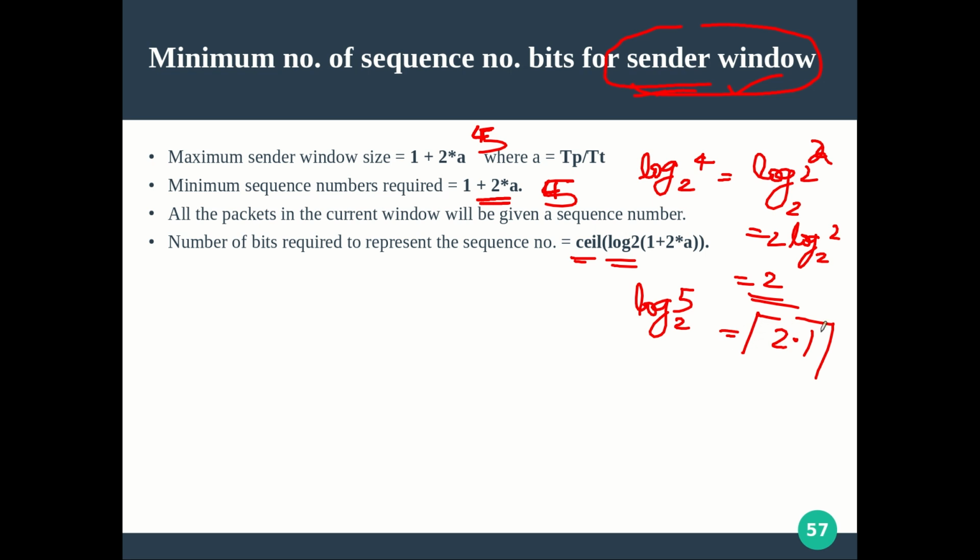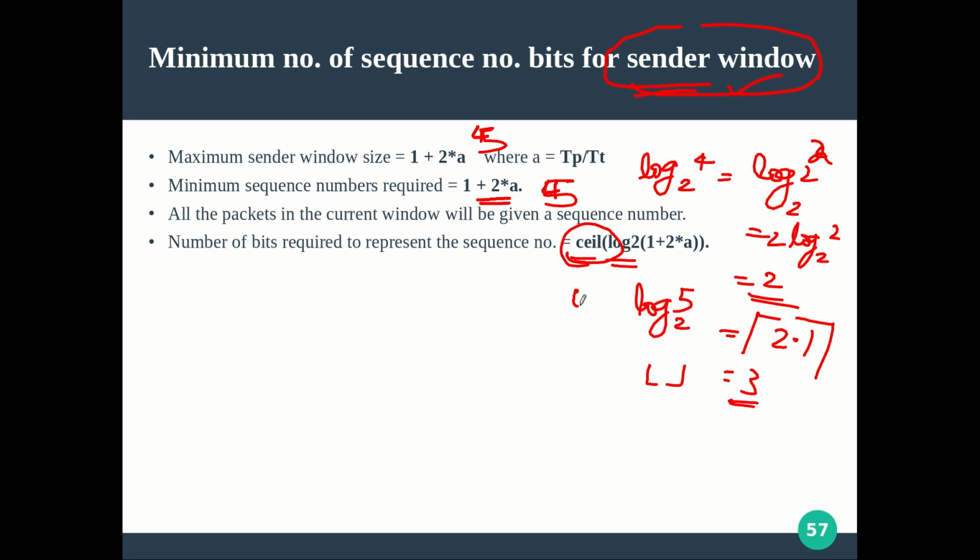So this is the ceil function. Similarly, if 2.1 you are rounding to 2, that will be the floor function, a different one. So here you have to take the ceil function, which you may be familiar with from C programming. In the math header file this is available. The ceil of 2.1 will be 3. So that means 3 bits are now minimum needed because 5 different sequence numbers you have to generate.